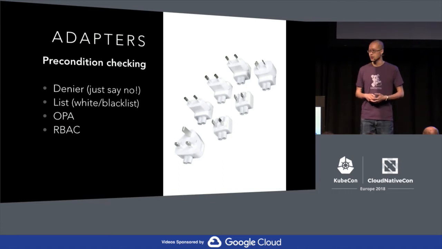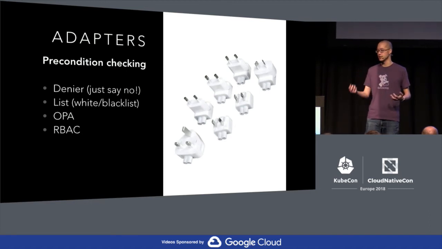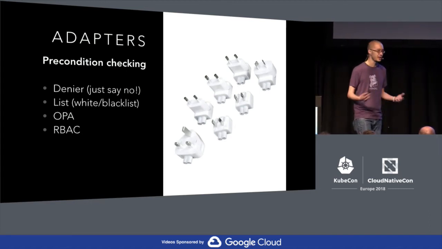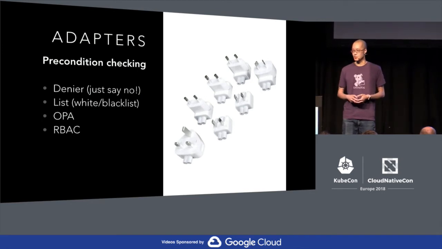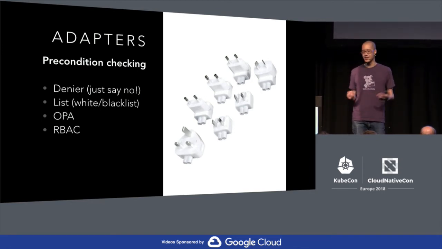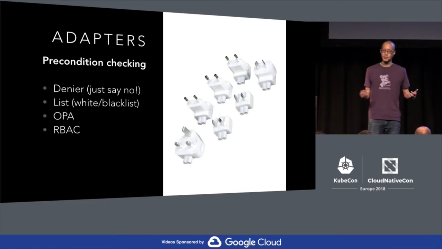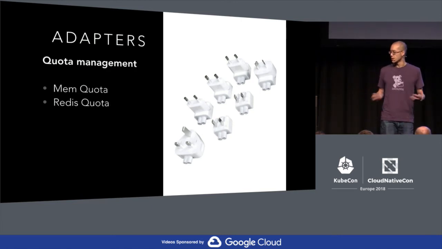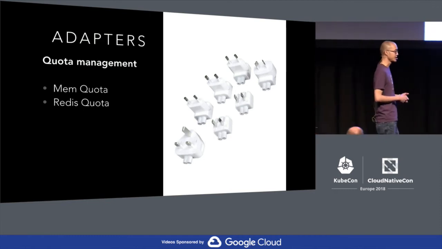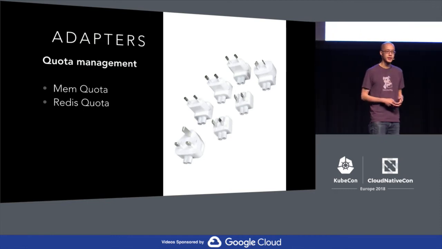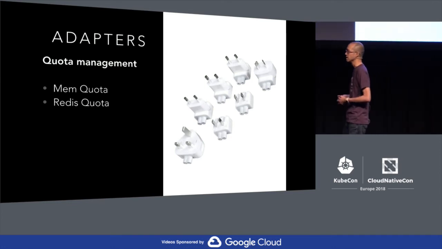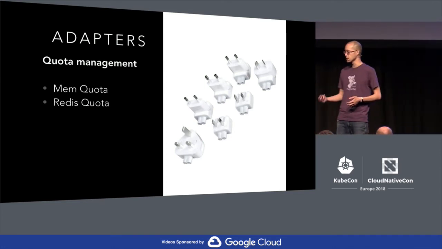With the mixer, you have adapters. Currently, the adapters that exist for the precondition checking, these are the ones that exist right now. The denier, which is just say no. It's like your mom, I guess, telling you not to do things. There's lists, so you can whitelist and blacklist things. There's the Open Policy Agent. I think I saw someone down here wearing the OPA shirt, which is awesome. I love that logo. And then there's RBAC. For the quota management, there's really only two right now, which is interesting. There's the in-memory quota management, which is the default, and then there's the Redis-backed one. So just essentially two places that you can store those.